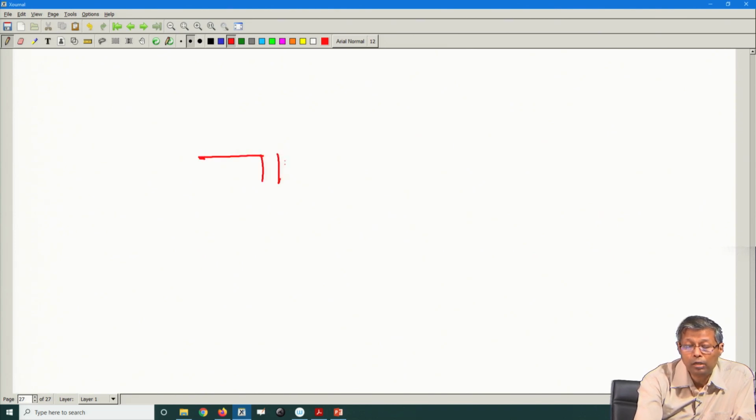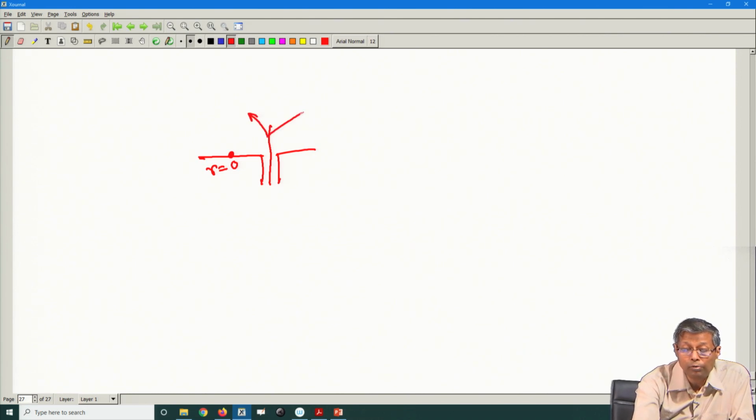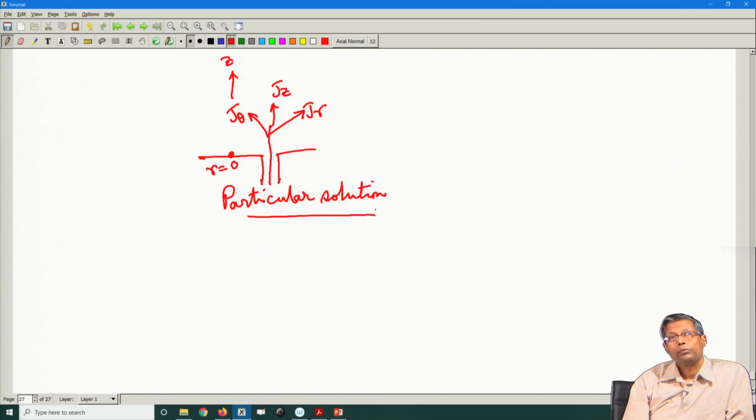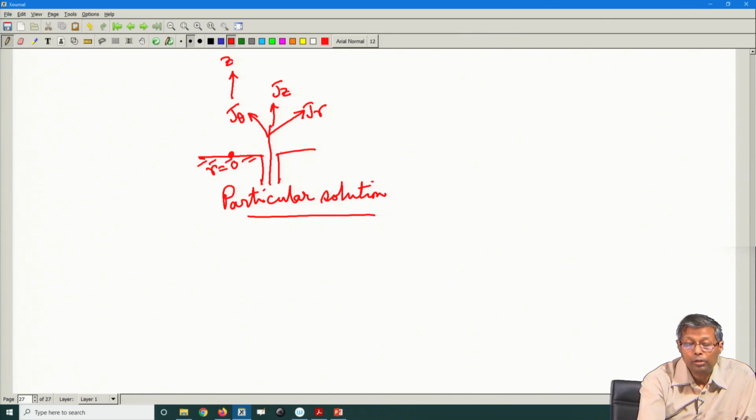The source is radiating like this. So, this is R equal to 0 and this is the source radiating. The source current will be broken up into two components. If this is the z direction, so if this is the current in the z direction, this is broken up into the theta direction and the r direction. So, this is the particular solution. And this is your ground plane.